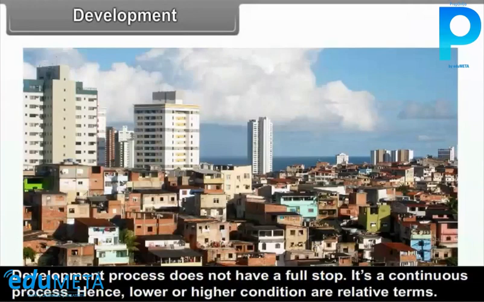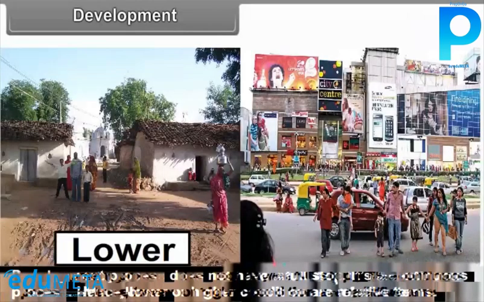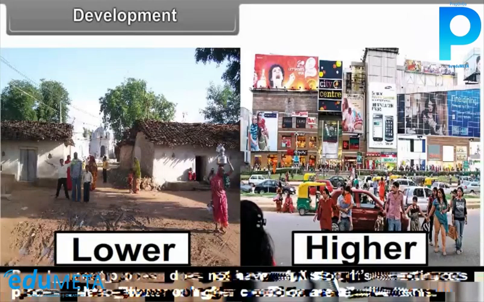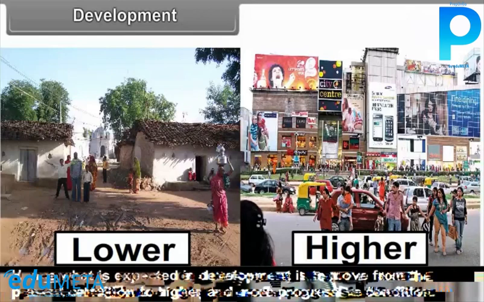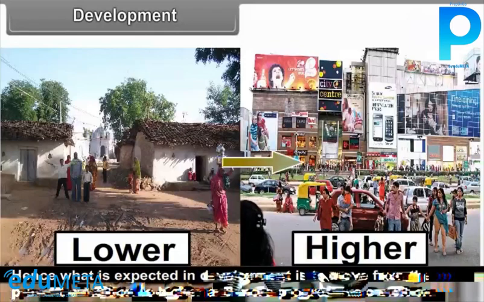The development process does not have a full stop. It is a continuous process. Hence, lower or higher condition are relative terms. Hence, what is expected in development is to move from the present condition to a higher and more progressive condition.